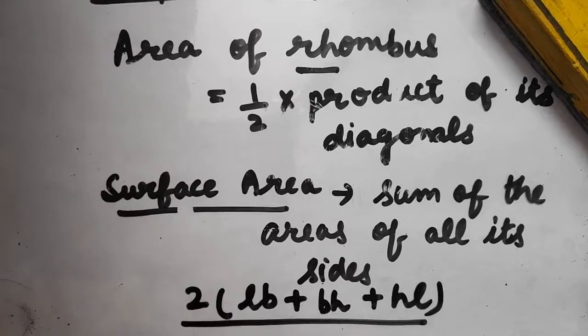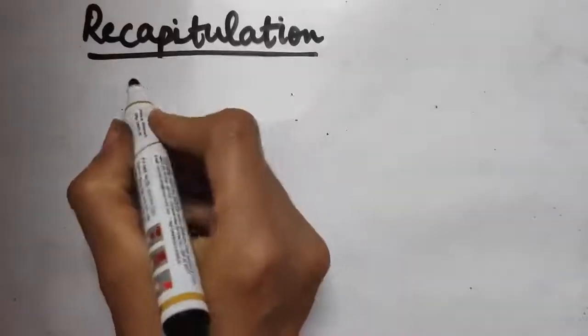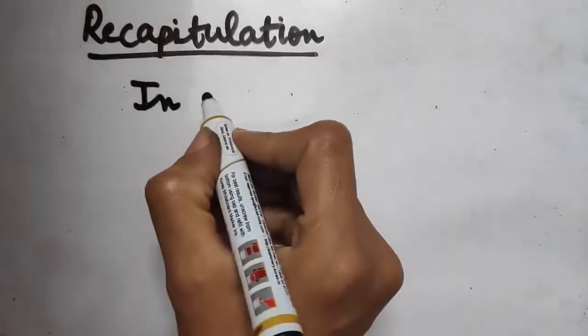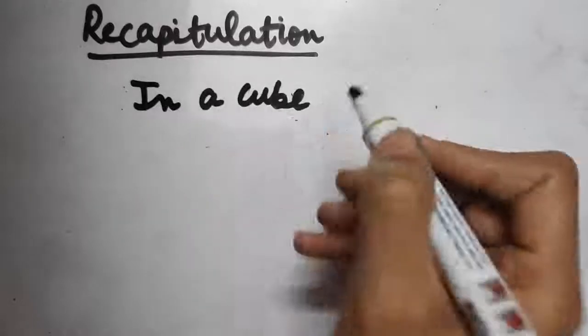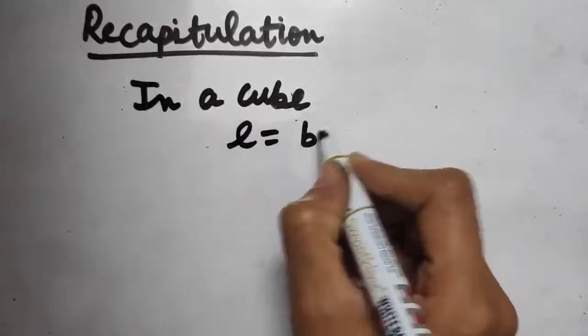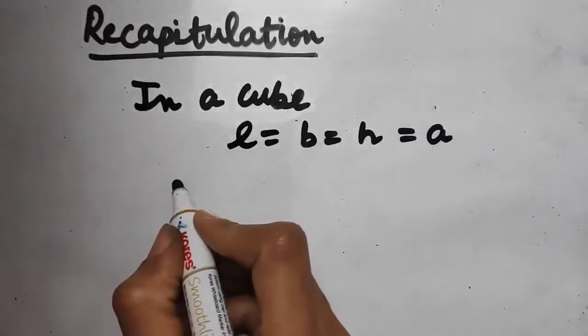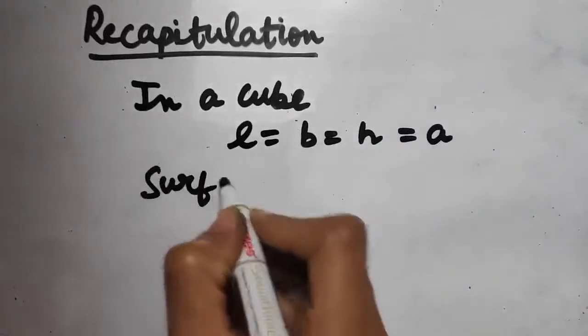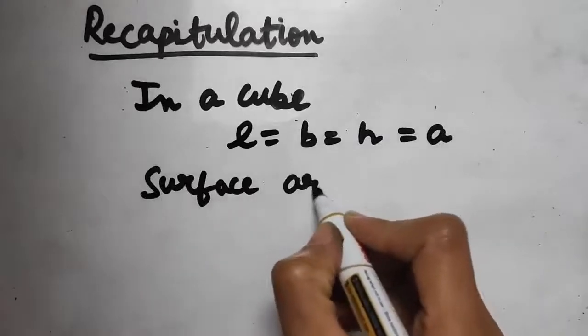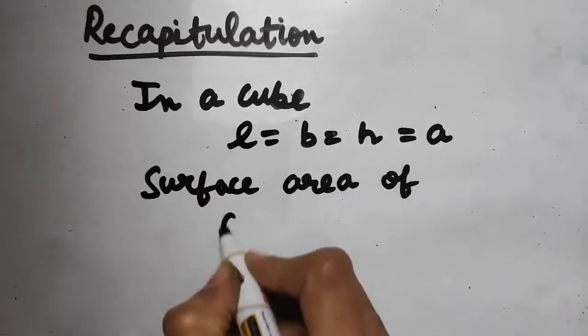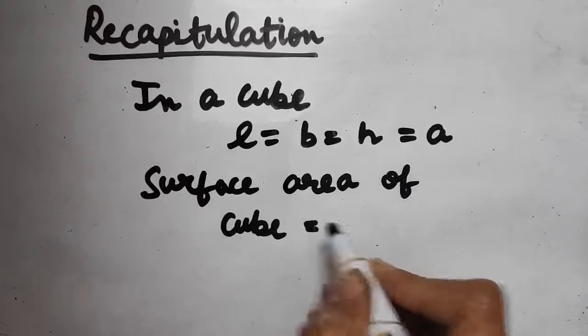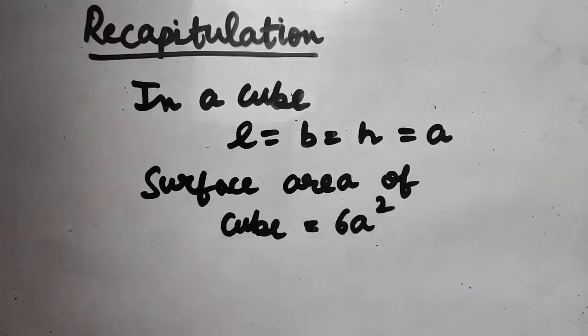Now, if I talk about the surface area of cube, in a cube, length is equal to breadth is equal to height. We have taken suppose A units. So surface area of cube is equal to 6A square.